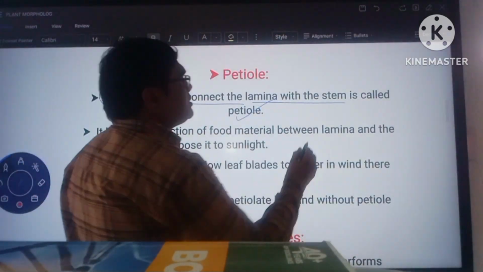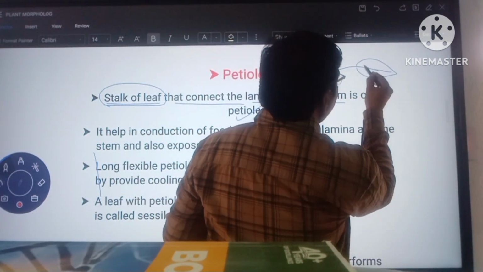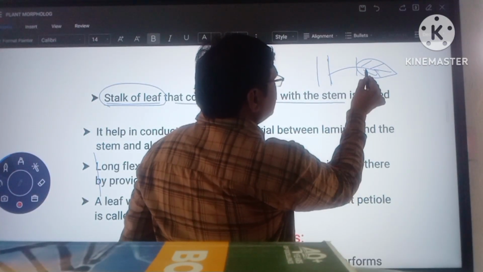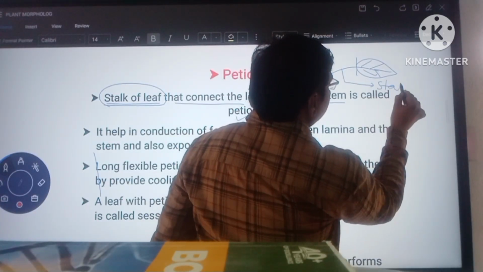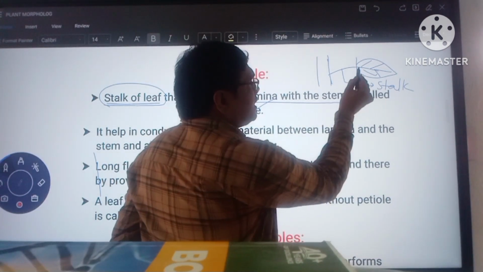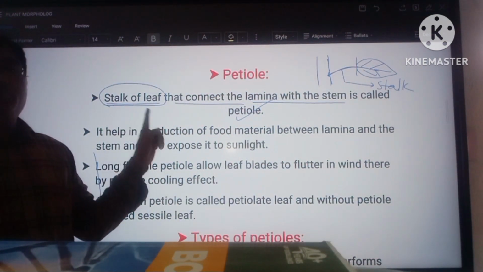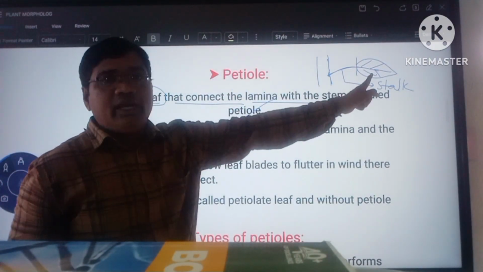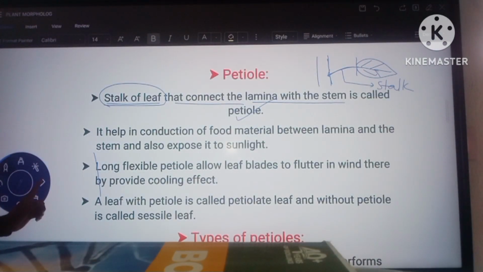Now see, this is the stem, and this is the leaf lamina. Between the leaf lamina and the stem, there is a small stalk-like structure. This stalk-like structure is called the petiole. The petiole connects the leaf with the stem. So the petiole is connecting the stem and leaf. That is called the petiole.